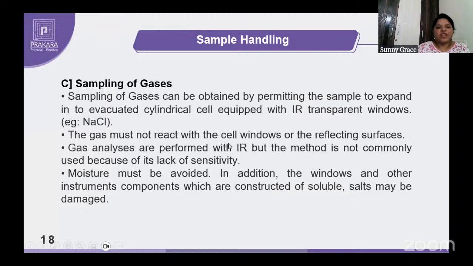The gas must not react with the cell windows or the reflecting surfaces. So inside you have the reflecting surfaces, which is what we just discussed. Gas analysis is performed with IR, but the method is not commonly used because of the lack of sensitivity. Moisture must be avoided. In addition, the windows and other instrument components constructed of soluble salts may be damaged. As with liquids, water, aqueous solvents or moisture must be avoided because moisture will damage the sample holders.